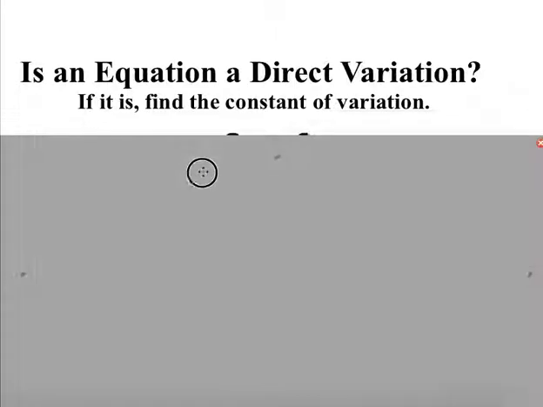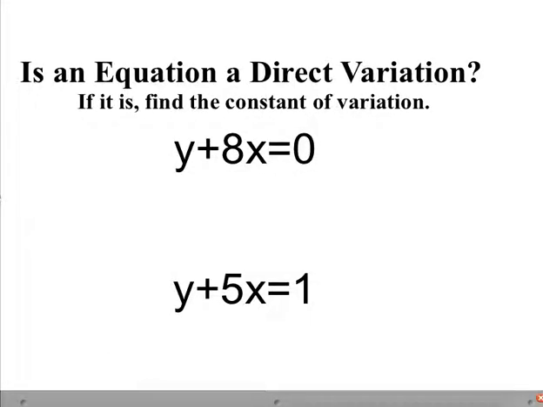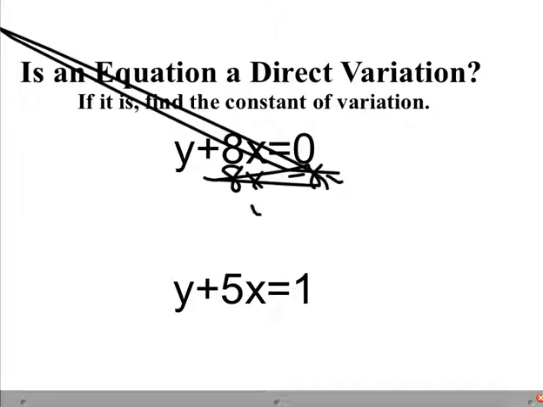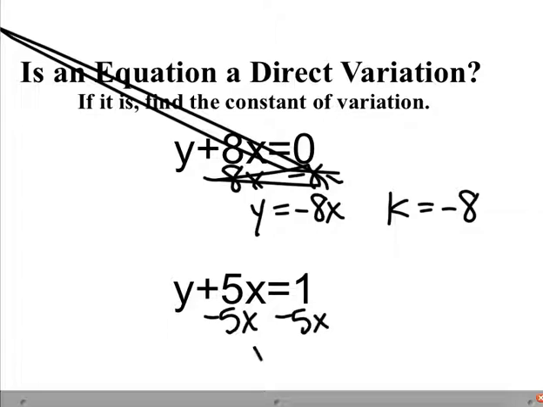So is an equation a direct variation? Well, let's transform these to see what does y equal. And in this first case, I'm going to subtract 8x from each side to get y is equal to negative 8x. And yes, this is in the form of y equals kx, where k is equal to negative 8. This next one, we can do something similar and subtract 5x from each side to get y equals negative 5x plus 1. But because of that plus 1, this is just a line, but it's not a direct variation.